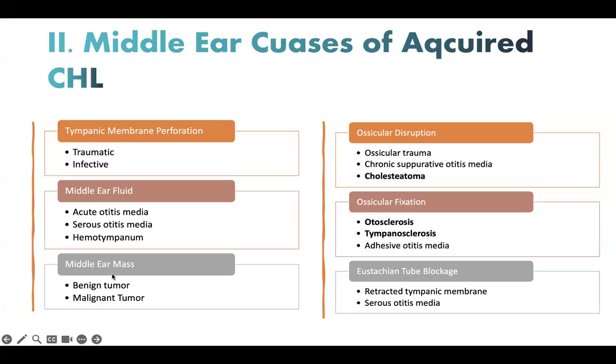Now, middle ear masses such as benign or malignant tumors, ossicular disruption due to ossicular trauma, chronic suppurative otitis media, or cholesteatoma. Ossicular fixation due to otosclerosis, tympanosclerosis, adhesive otitis media, and then Eustachian tube blockage or dysfunction, which will cause retracted tympanic membrane and complicated as serous otitis media, the Eustachian tube dysfunction.